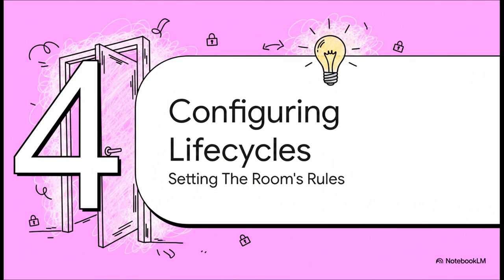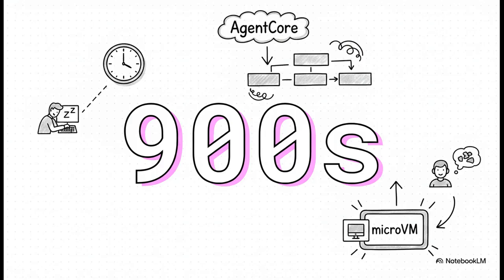As a developer, you get very precise control over these rules. You're the one who decides how long that private room stays open and when it's time to turn out the lights. Out of the box, that idle timeout is set to 900 seconds, which is 15 minutes. So what that means is, if a user gets up to grab a coffee and is gone for 15 minutes, AgentCore will automatically shut down and clean up those resources. This is great for saving costs and keeping things secure.